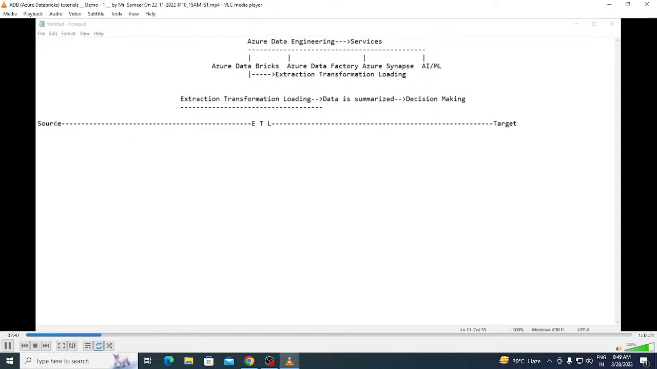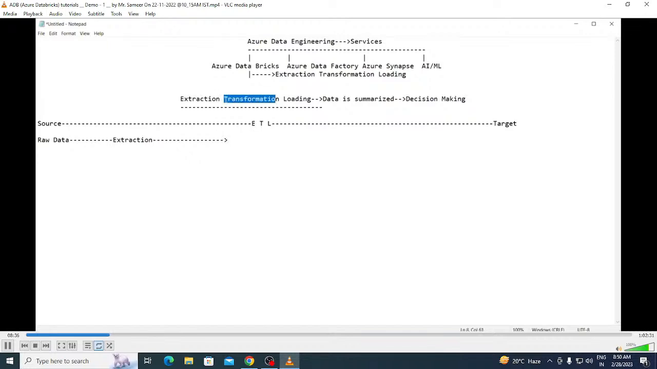So what is the source? What is the target? Let us try to understand this. Guys, source is a place where we get the raw data. And this raw data is extracted as per the requirement in the process of extraction. Extraction means picking up the data. After this process of extraction is done, the process of transformation is implemented.